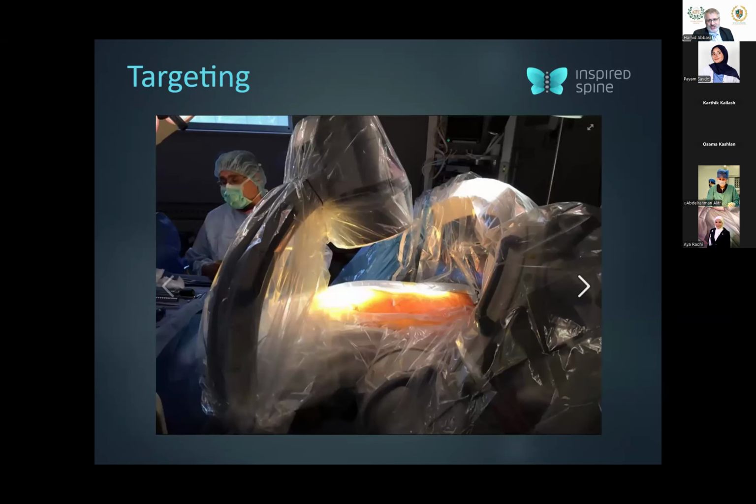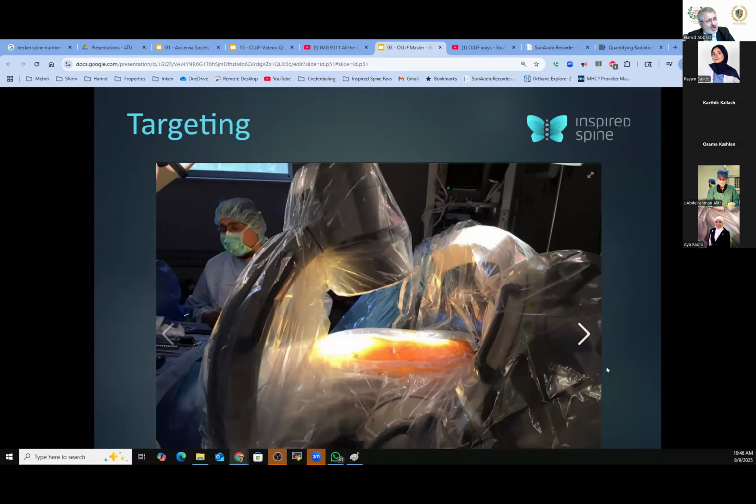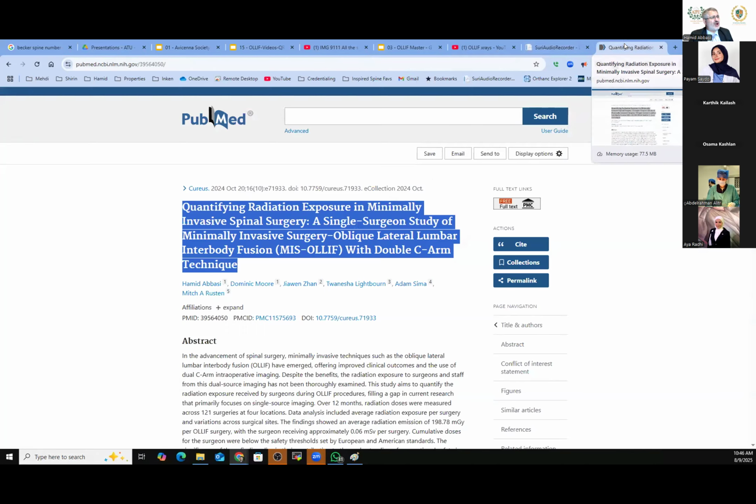Yes, you do need double CR. And I was talking about that because we are publishing our paper. There are a few papers we are about to publish. We already published our paper about how much radiation you get.